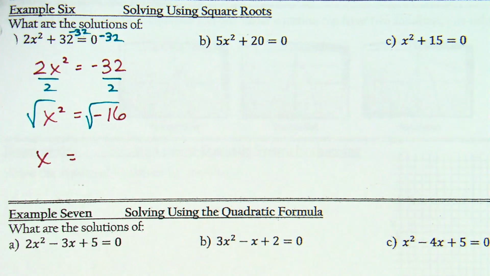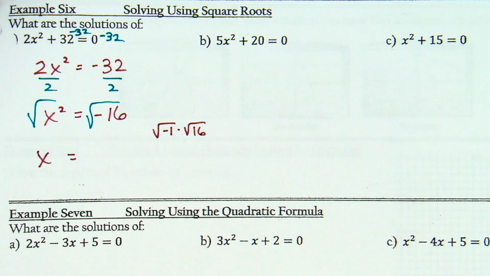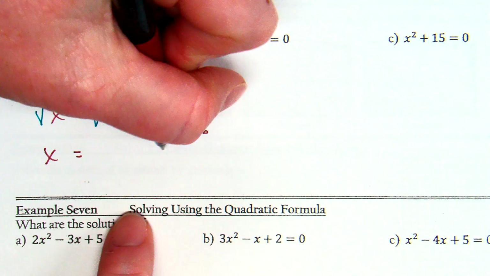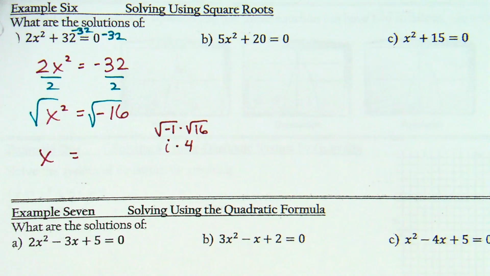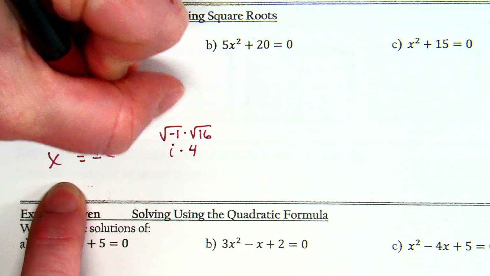Guys, do you remember how I was breaking this up yesterday into square root of negative 1 times square root of 16? That's what you need to think of. What is the square root of negative 1? I. What's the square root of 16? 4. So what are my answers? 4i and negative 4i. Or in other words, plus or minus 4i.